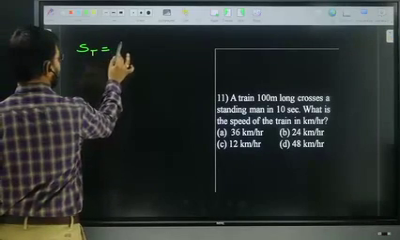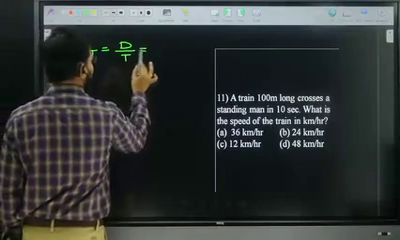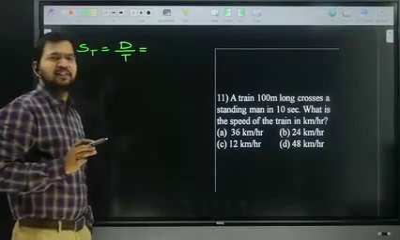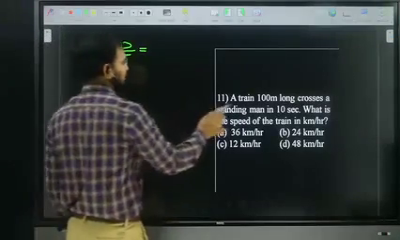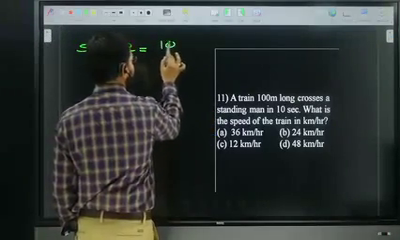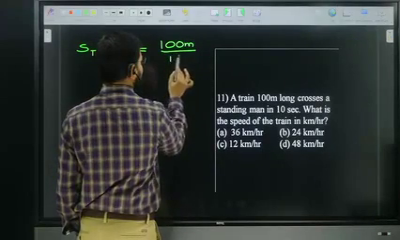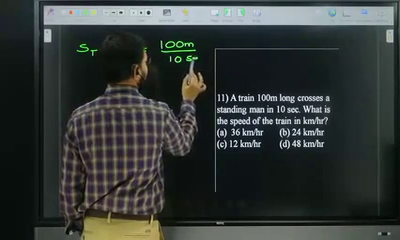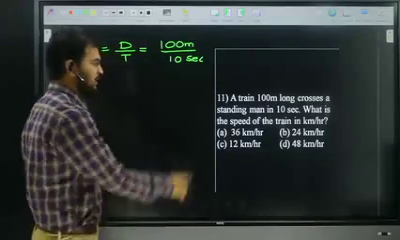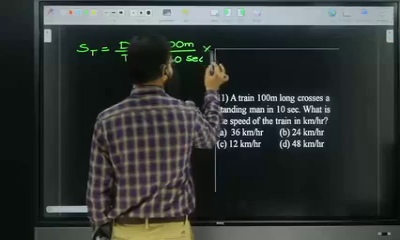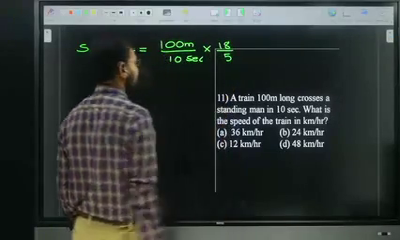speed of the train is nothing but distance by time. So here, whenever a train crosses a standing man, the distance is nothing but the length of the train. Length of the train is what, amma? 100 meters. Time is how many seconds, amma? 10 seconds. So this is meters per second. But they're asking what, amma? Kilometers per hour. That is the reason I need to multiply it with 18 by 5.